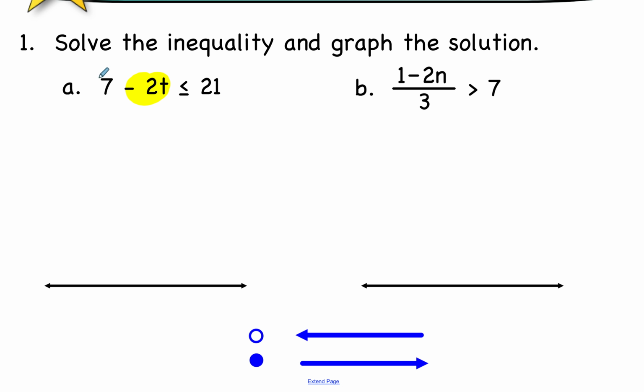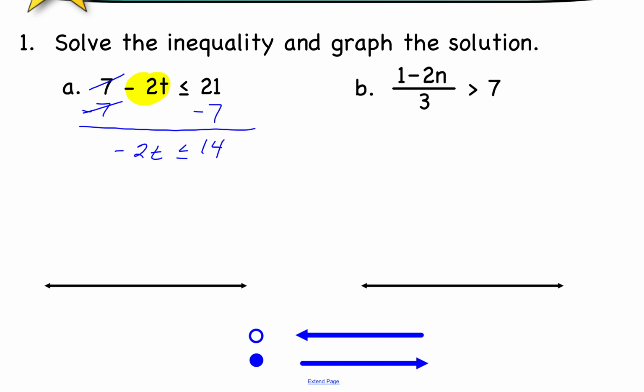And 7 is being added to the negative 2t term. So since it's a positive 7, I want to subtract 7. And whatever I do to one side of an inequality, I have to do the same thing to the other. So now these 7's add to 0, and I have negative 2t is less than or equal to 21 minus 7, which is 14.